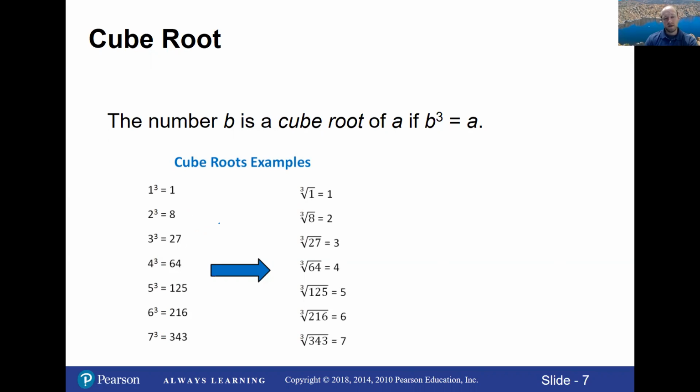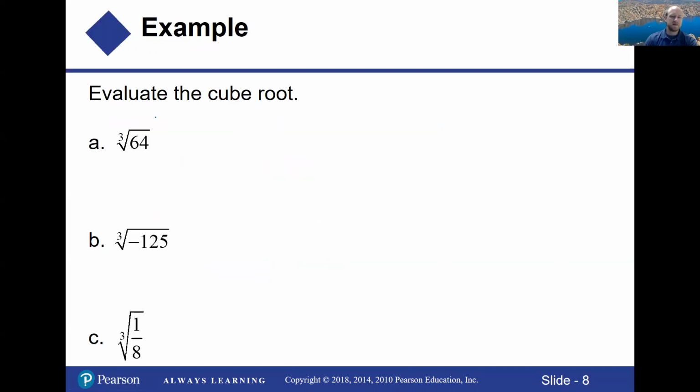And again, that might be good for you to know too. But if I have 2 cubed, that's going to be 8. And again, kind of going the other way, the cube root of 8 is 2. Or 5 cubed is 125. The cube root of 125 is 5. So 5 times 5 times 5 is 125. So some examples there. But let's evaluate some of these.